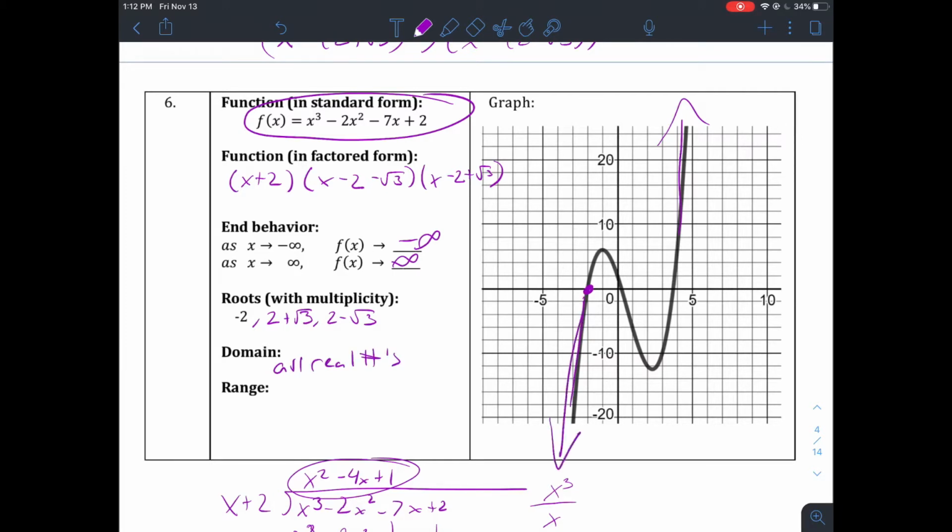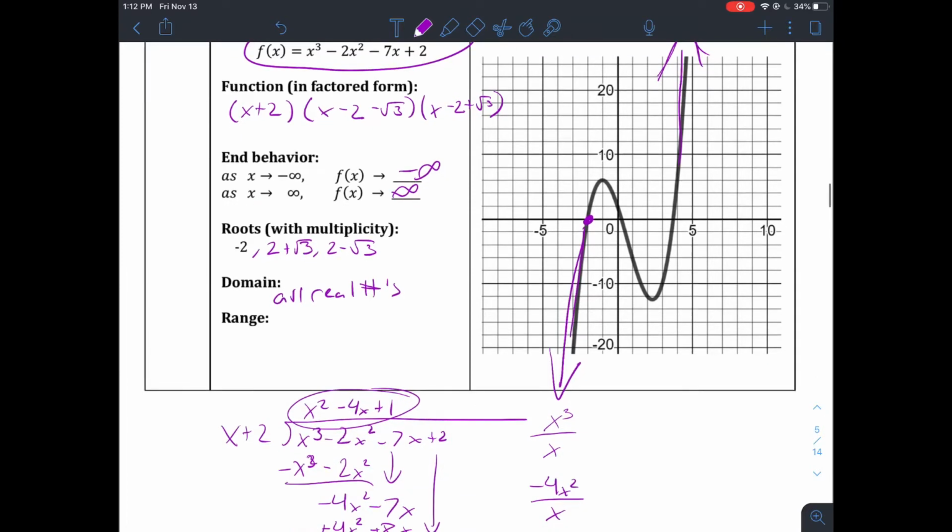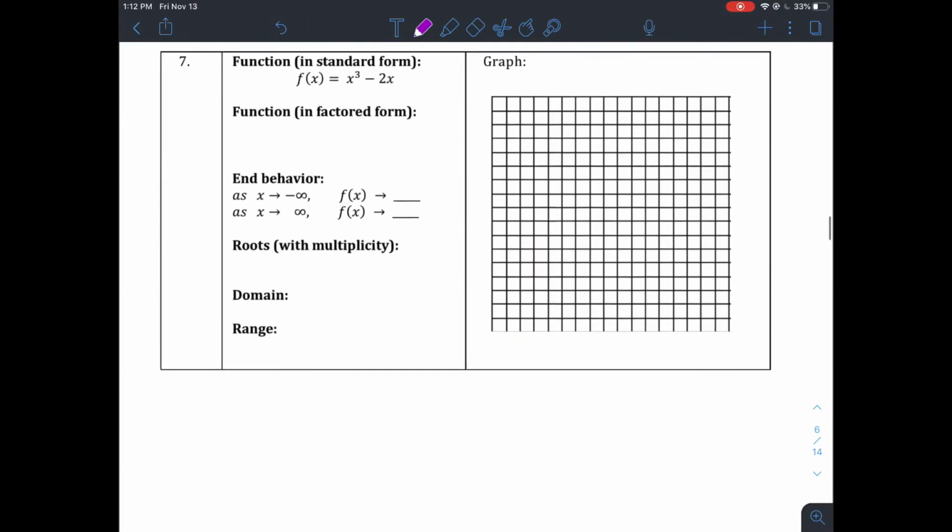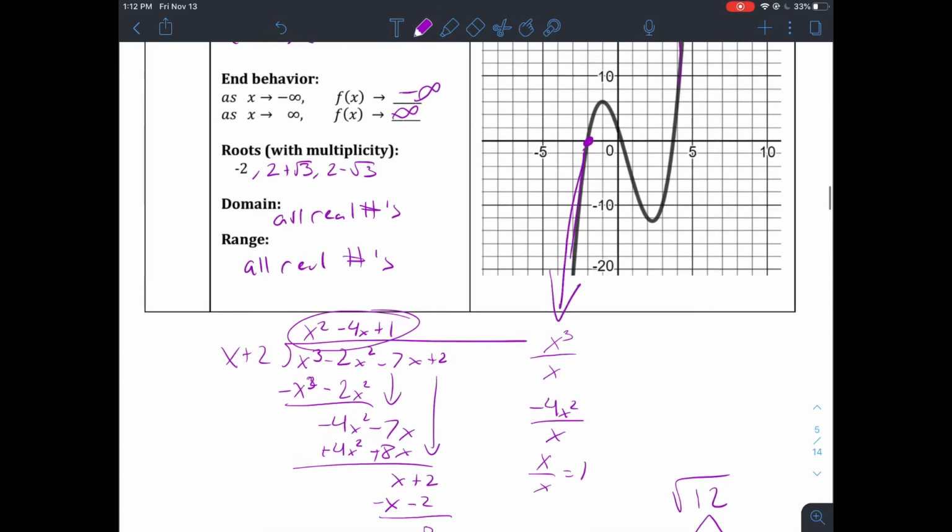And if you see, this is odd, so it's going to cover all of the y values. So the range is also all real numbers. All right. Okay, so then we've got, and they already had the graph there, so we don't have to do it.